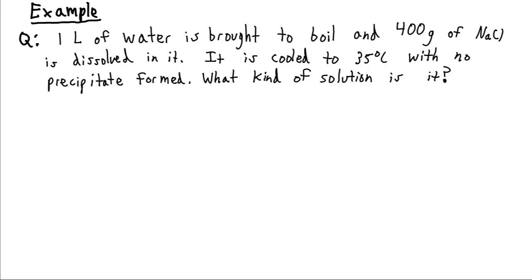Well, let's say that we have a liter of water, and we bring this liter of water to a boil, and we are able to dissolve 400 grams of salt in our liter of water. But then we let it cool back down. It cools all the way down to 35 degrees Celsius. We don't observe any salt precipitate out of our solution, so it must all still be dissolved in the water.